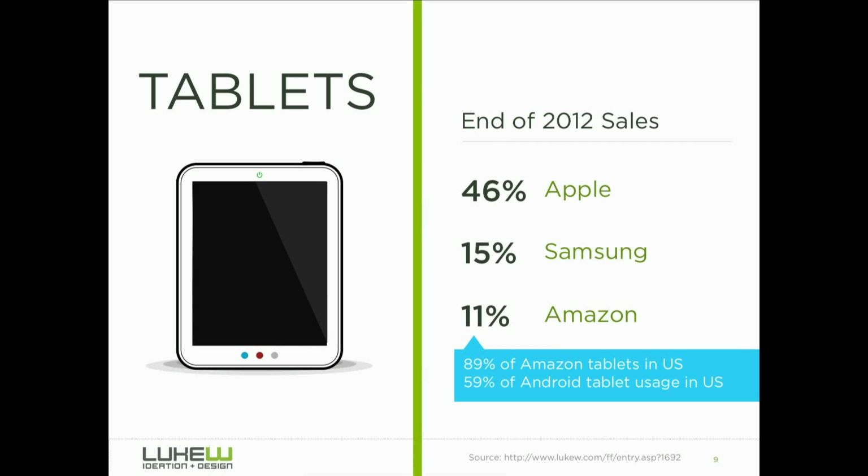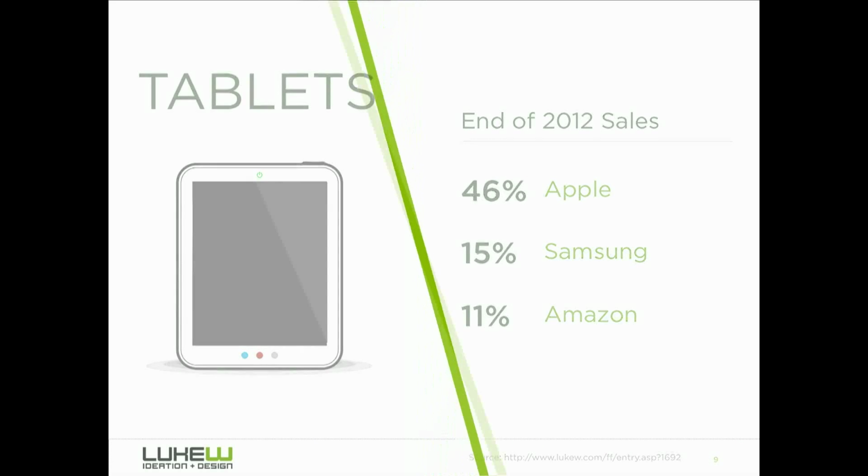But if you look at sales, and now we're looking at sales data instead of usage data. It's always important to make a distinction there. But Apple, at the end of last year, only had about 46% of tablet sales. Samsung, Amazon, coming on really strong. Amazon, by the way, mostly in the US, although most Android tablet usage up until recently was mostly in the US too. So things change quickly in the industry.